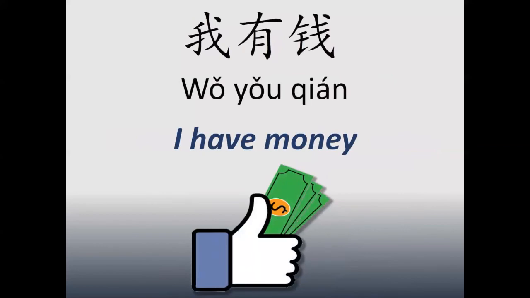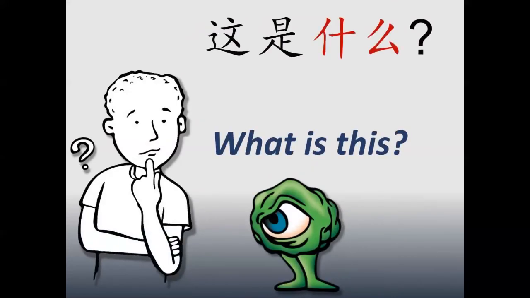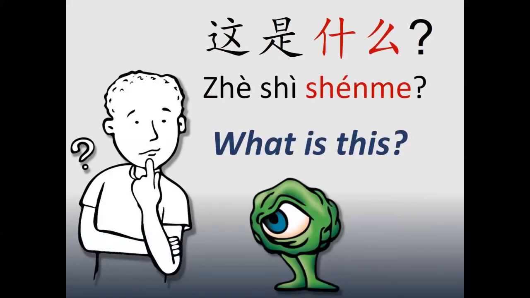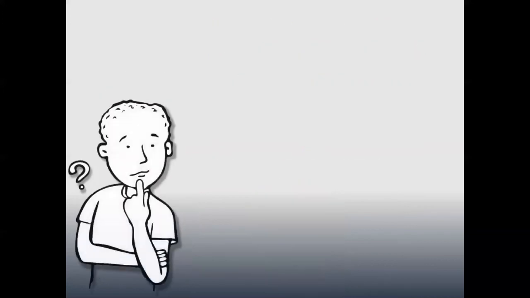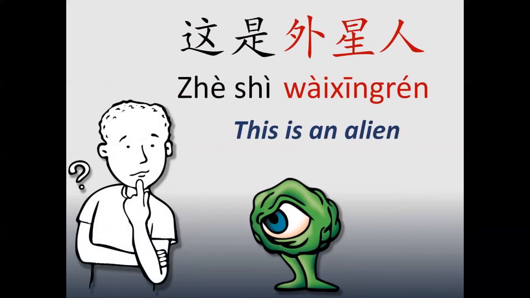I have money. 我有钱. Now a question. 这是什么? What is this? And the answer? This is an alien. 这是外星人.